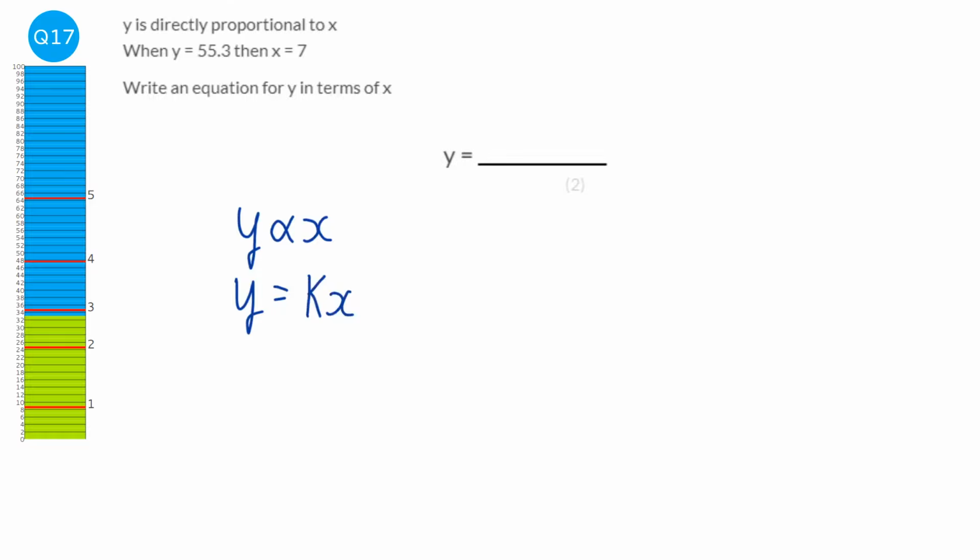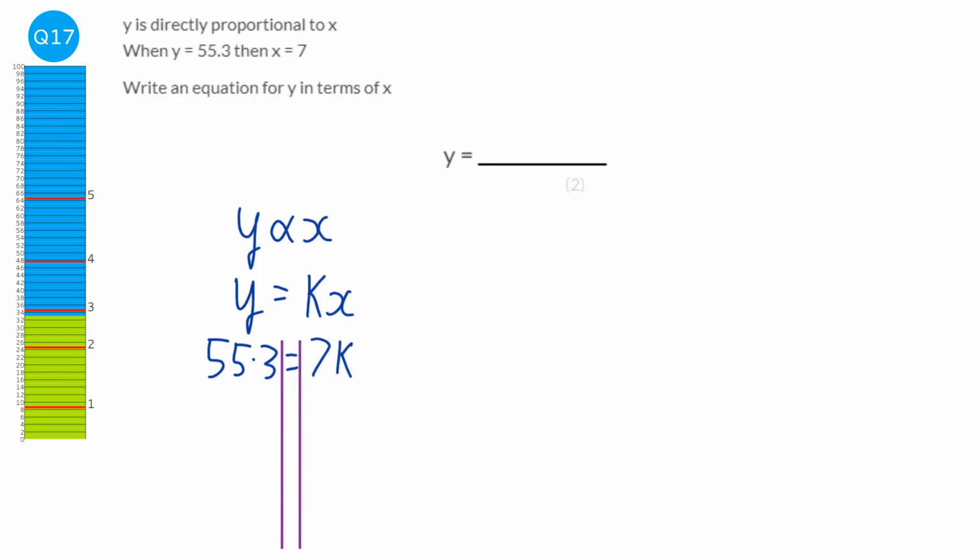Now, to find out what that something is, to find out what that constant is, what we're going to do is feed in the value of y and the value of x that we have. So we're going to feed those in. So y is 55.3 and x is 7. So it would be 7k. And we're just going to put our lines in and solve this.